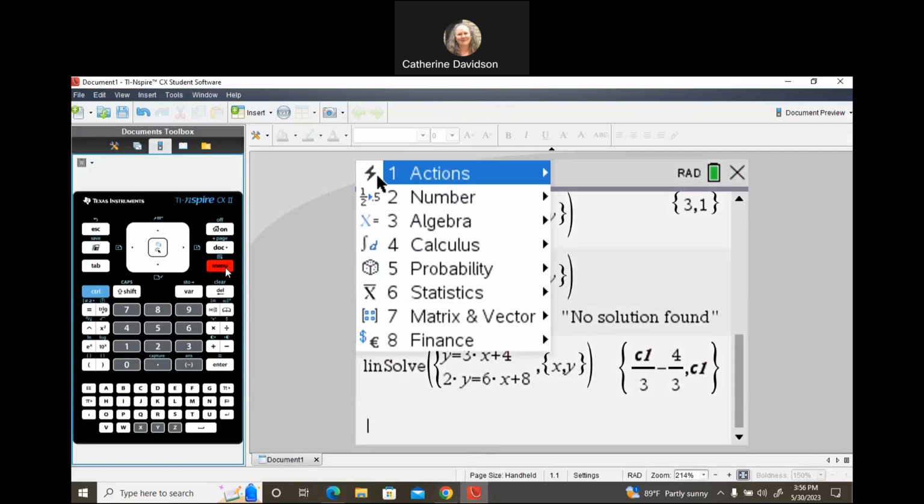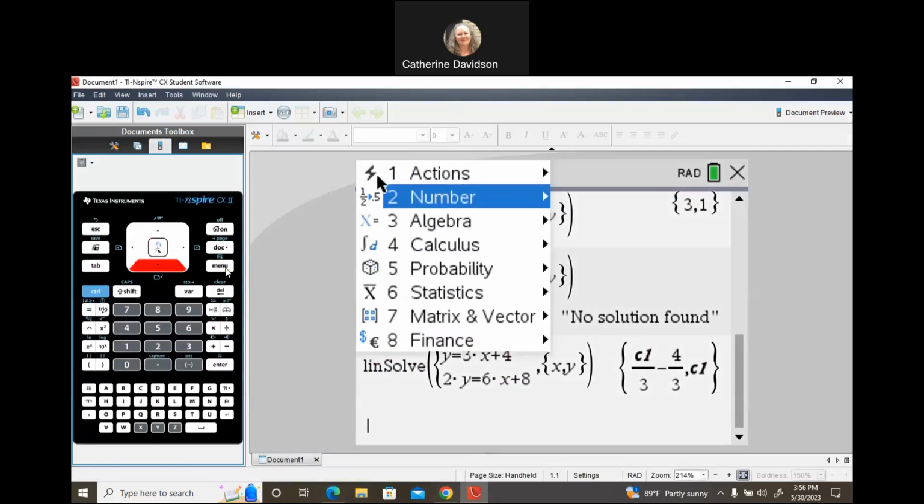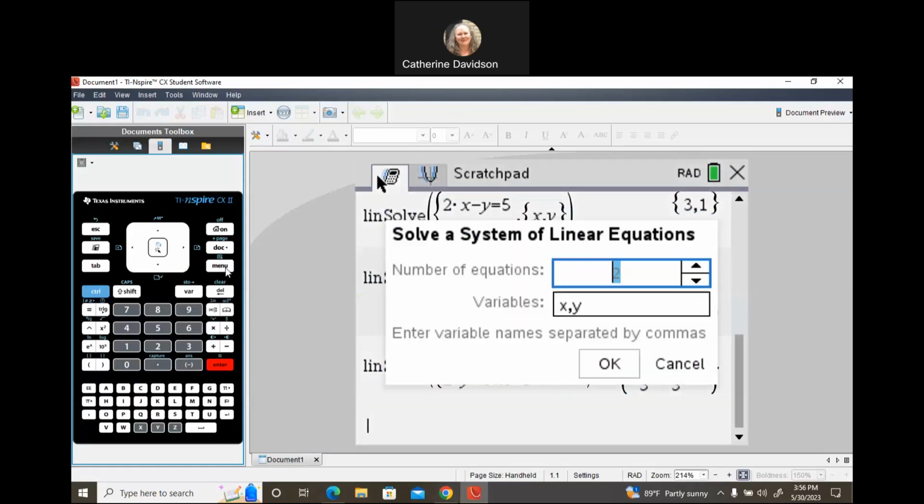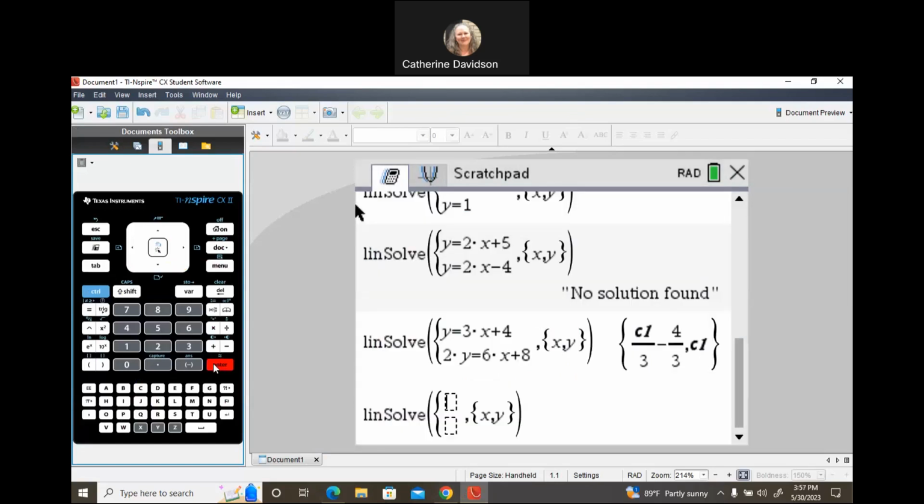So again, we're going to use menu, and then choose algebra. Solve a system of linear equations. Menu, algebra, solve system of linear equations. And when this dialog box pops up, you can click OK. The easy way to move down there is just to hit your tab key. It'll turn red as I hit the keys. And then when you get down to OK, just click enter.